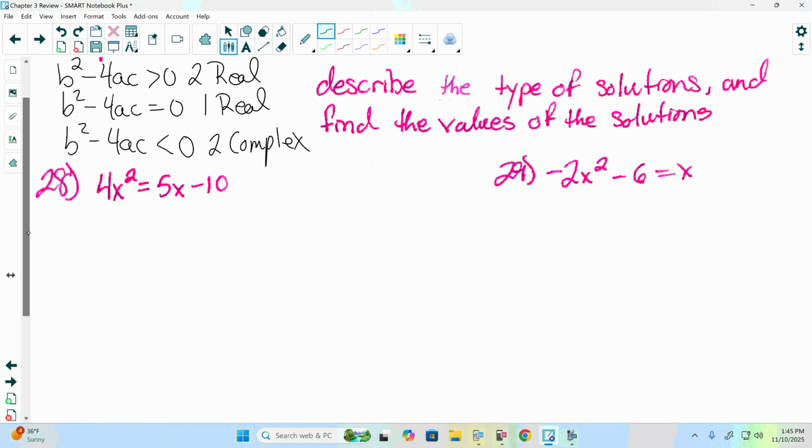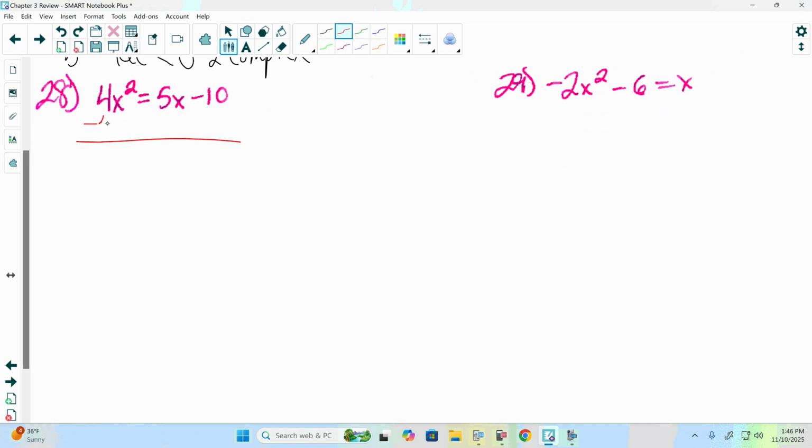Number 28 or 29, which one do we want to look at first? They're both the same. First thing we have to do is get this equation equal to 0. It doesn't matter which way we move or what we move. I'm going to subtract 4x squared from both sides, because on the left-hand side, 4x squared minus 4x squared would be 0.